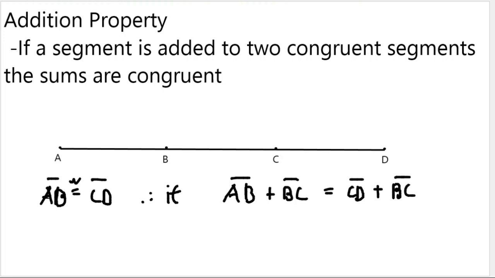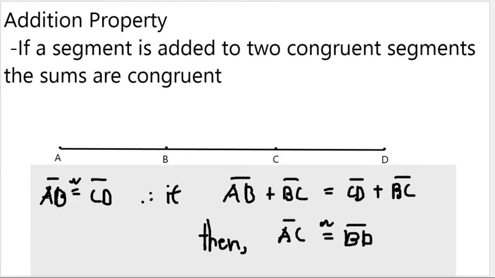So this will create a new line segment. Let's say it will create a line segment AC, which is therefore congruent to line segment BD. So that is the addition property. If a segment is added to two congruent segments, the sums are congruent. So therefore, we have this.